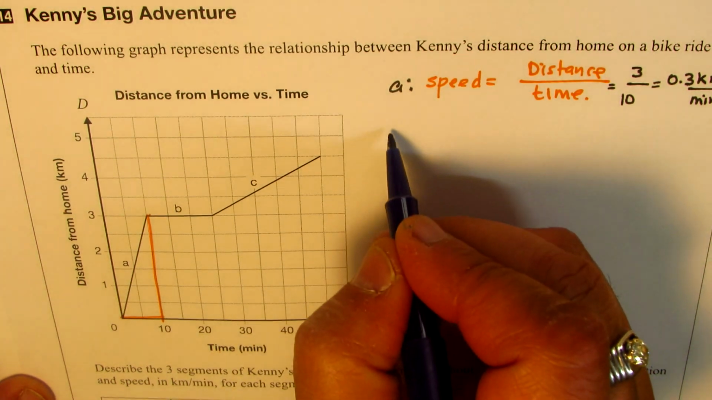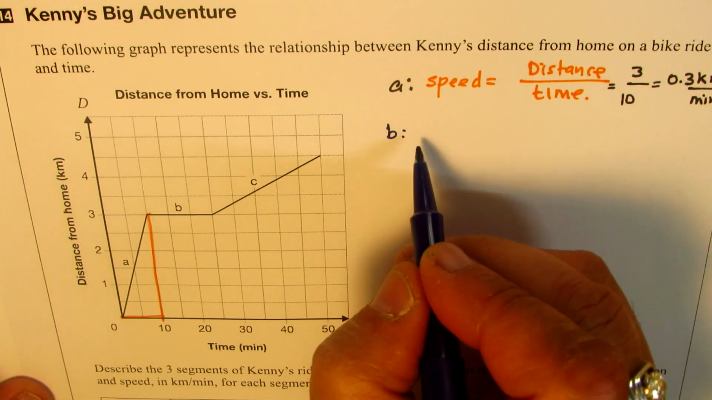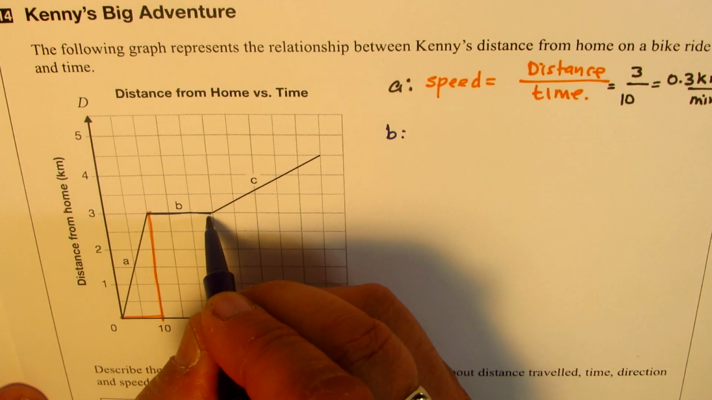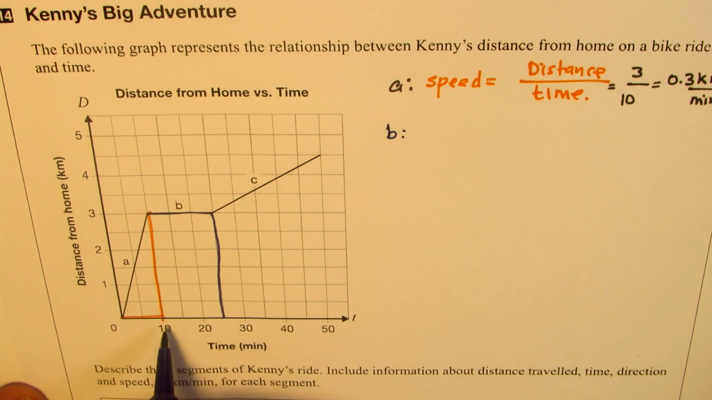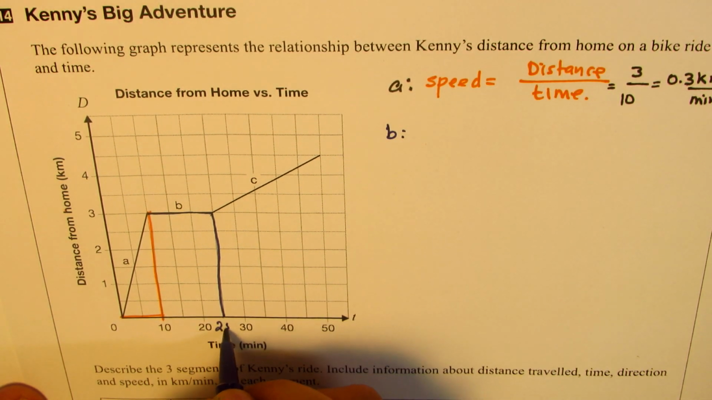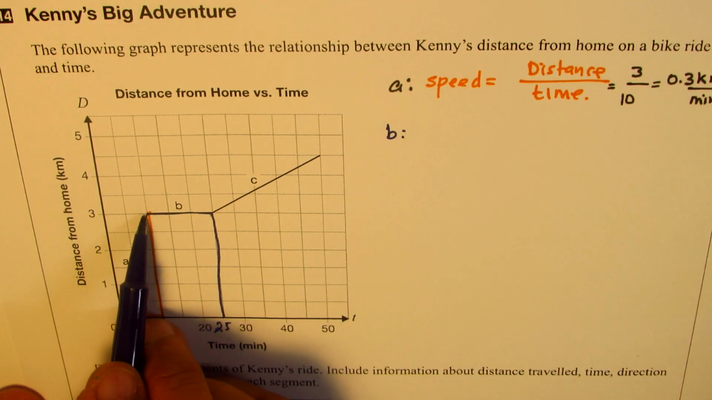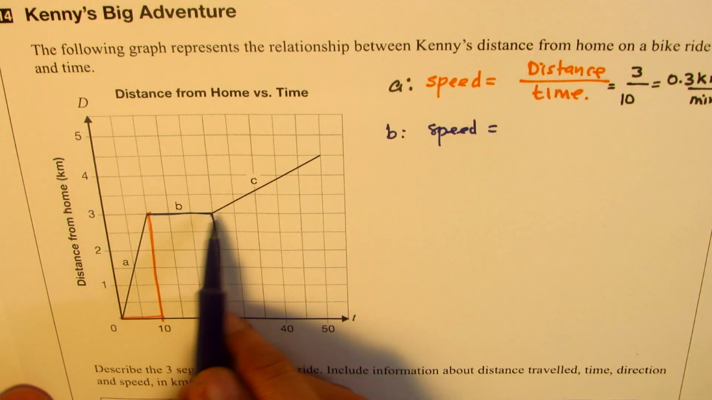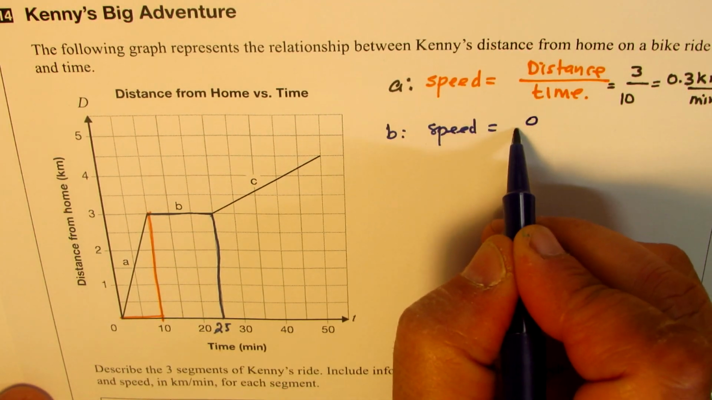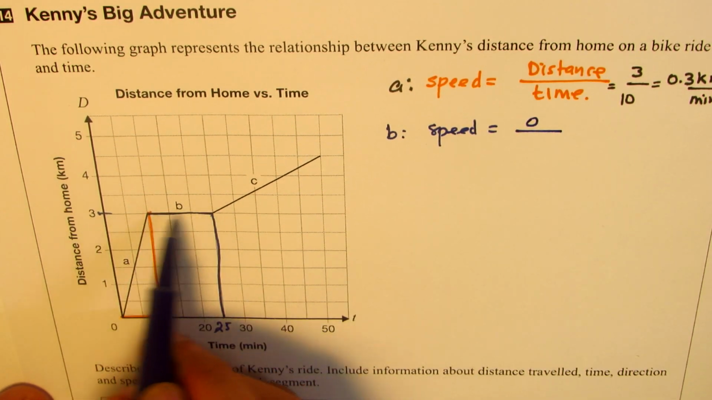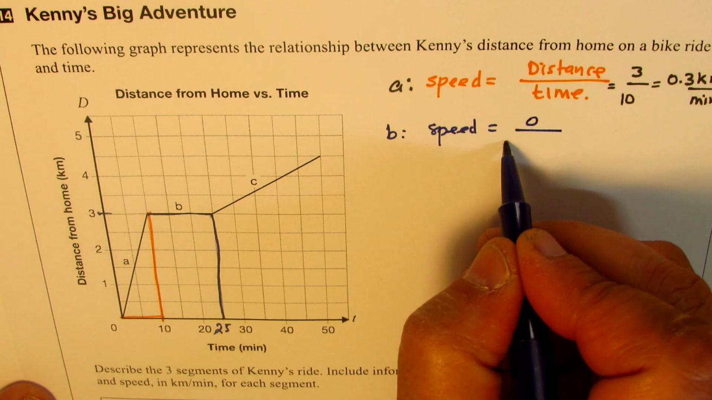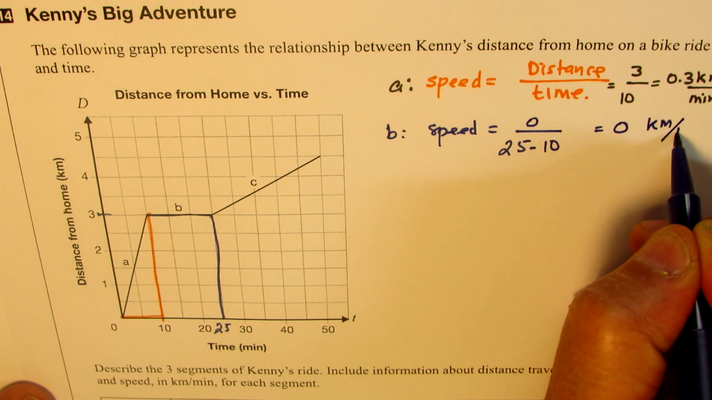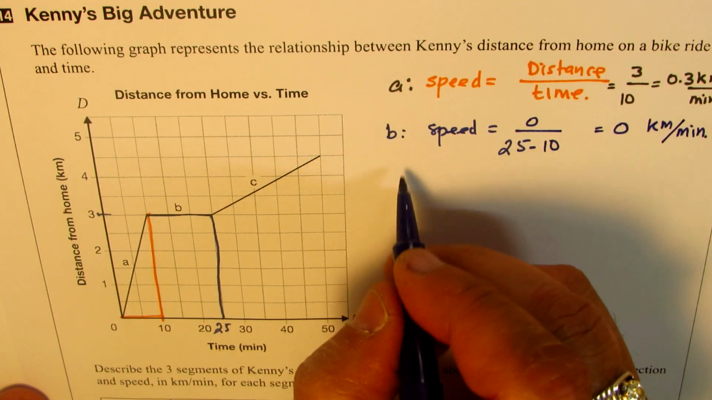Now let's do part B. In part B, what do we notice? We see this horizontal line. That means in this duration, which is from 10 to 25 minutes, right? The speed is 0, right? If you calculate the speed here, what do you get? Distance traveled is 0. Since it is 3 minus 3, however, the time is 25 minus 10, but speed is 0 kilometers per minute. That means not moving.